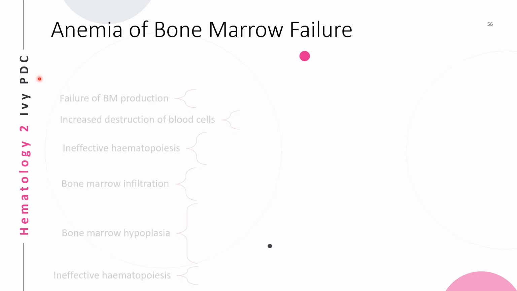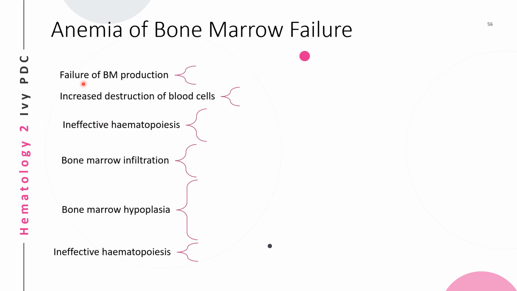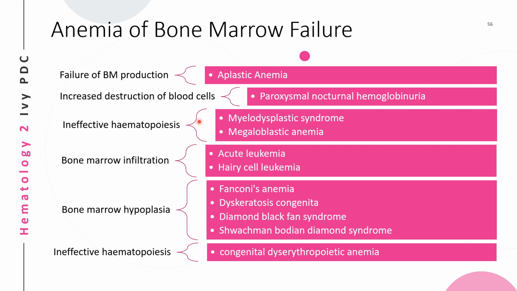So these were the mentioned causes of bone marrow failure earlier. We have failure of bone marrow production, increased destruction, ineffective erythropoiesis, bone marrow infiltration, bone marrow hypoplasia, and ineffective hematopoiesis. And these are examples of certain conditions or disorders that result from these causes. For bone marrow production, we have aplastic anemia, as mentioned earlier. For increased destruction of blood cells, we have paroxysmal nocturnal hemoglobinuria. For ineffective hematopoiesis, examples are myelodysplastic syndrome and megaloblastic anemia as well.